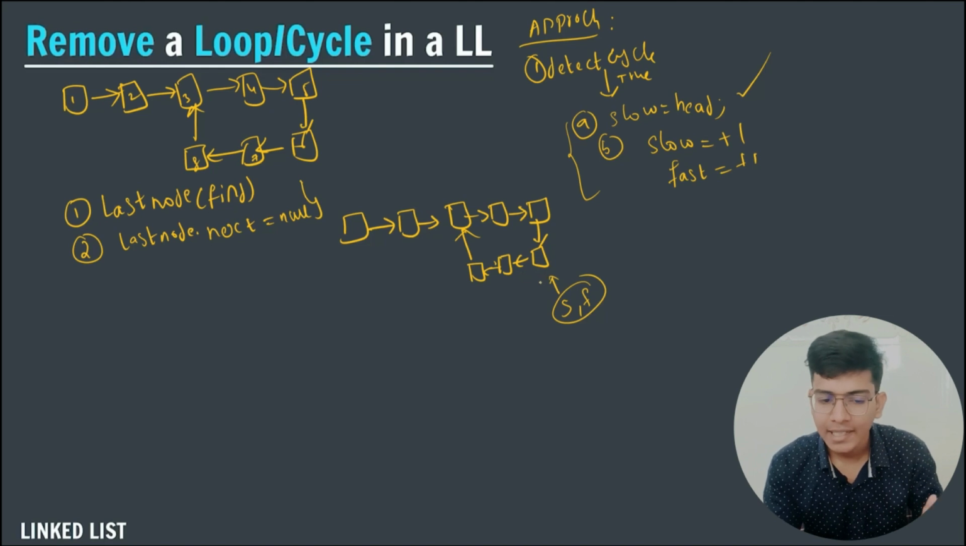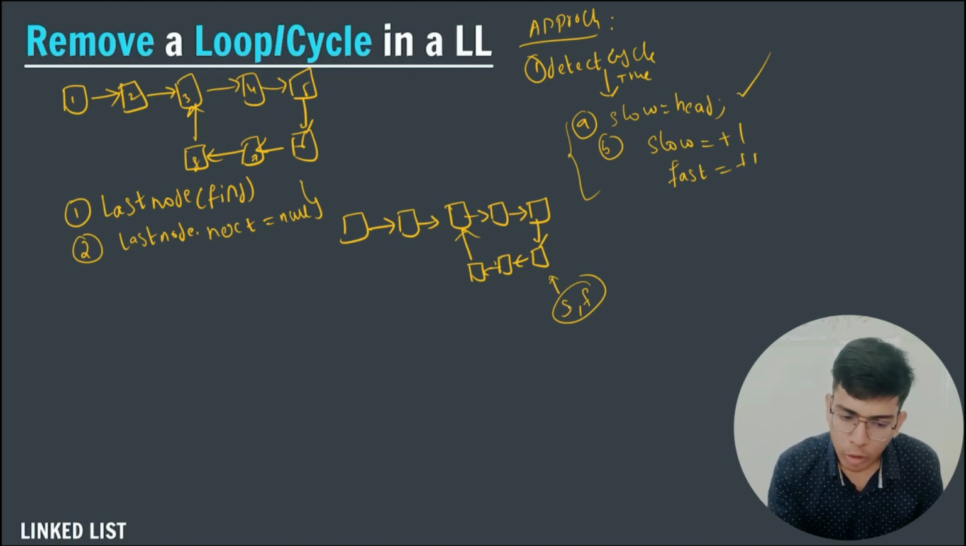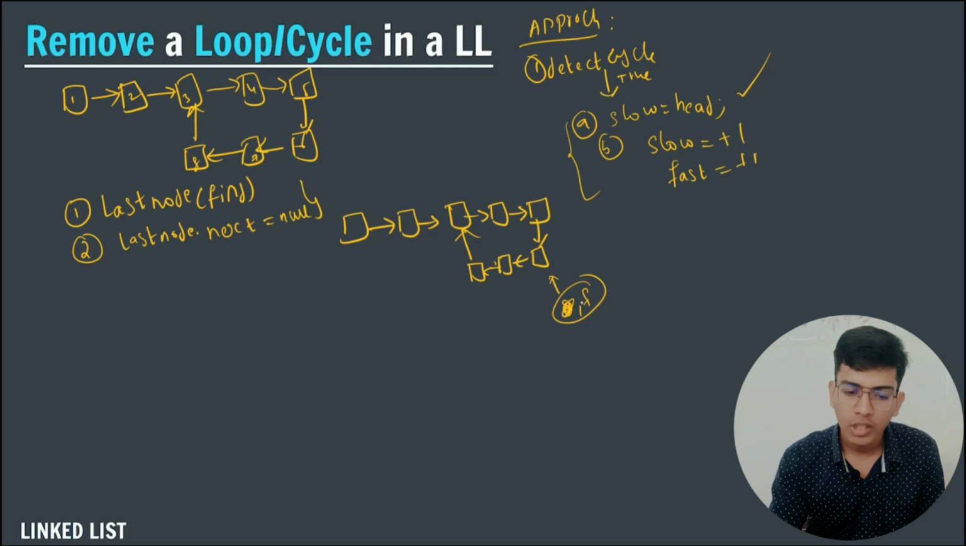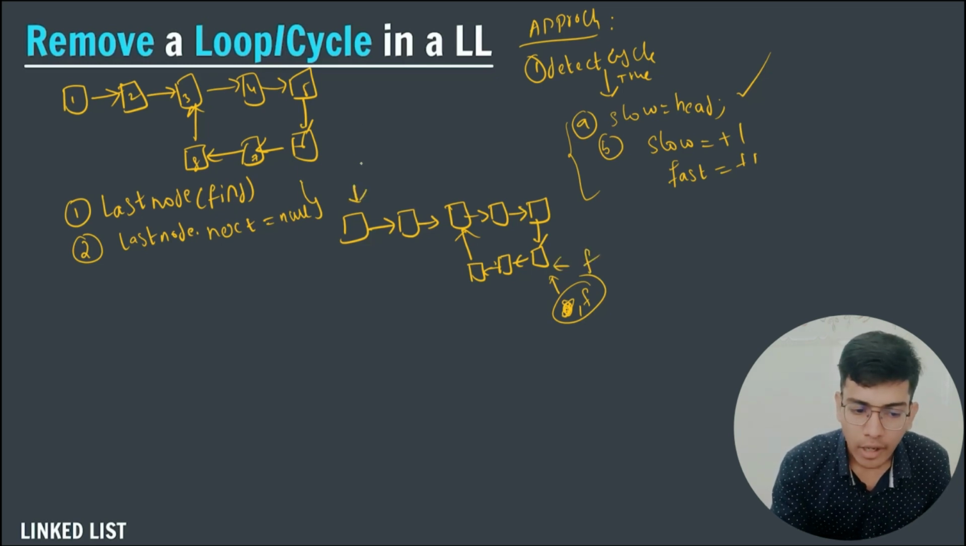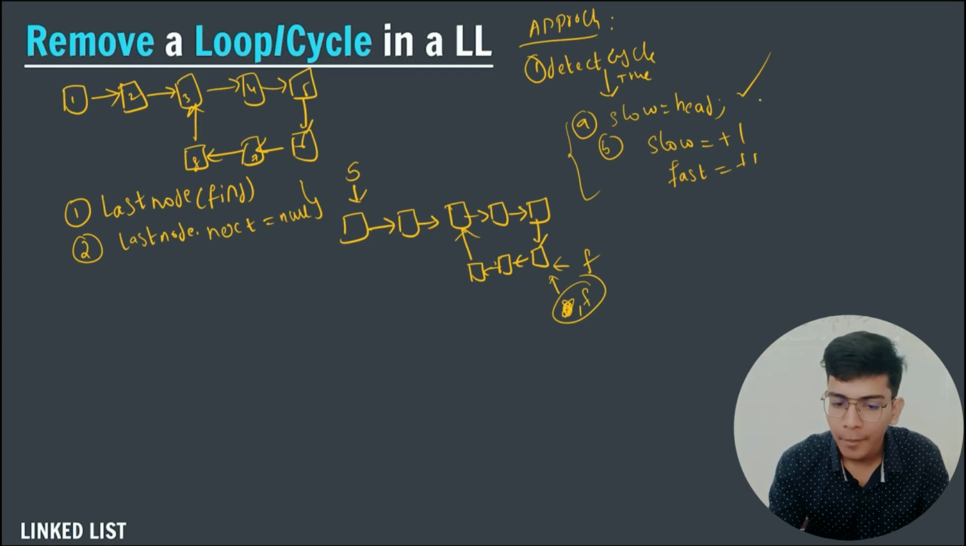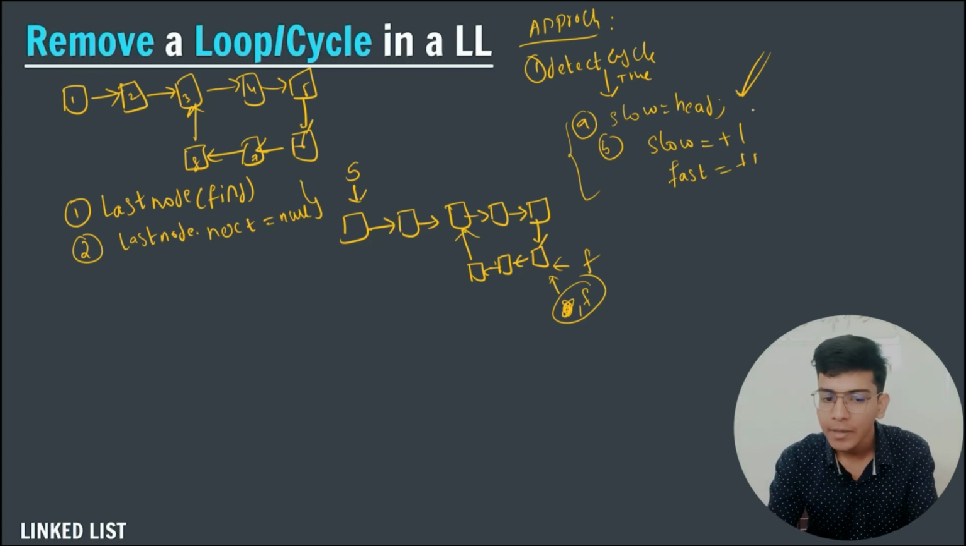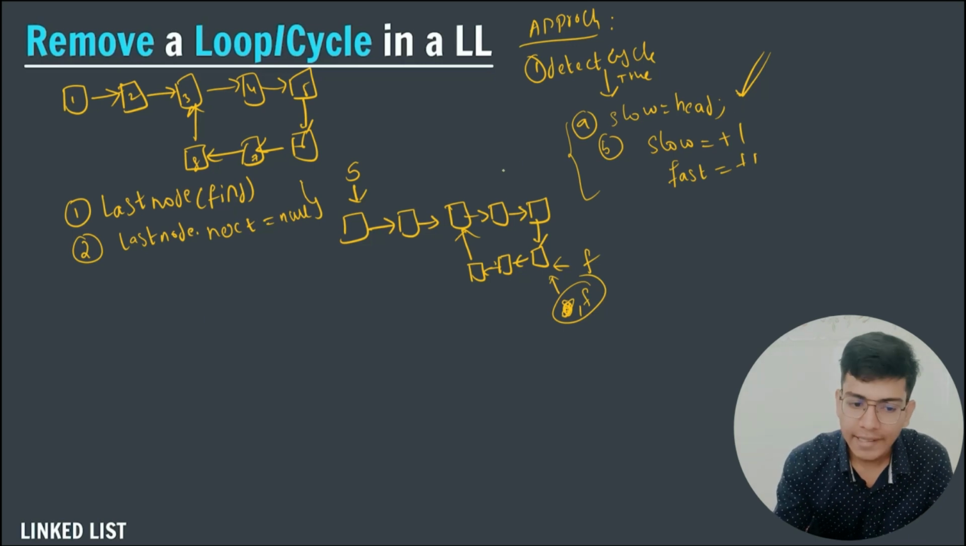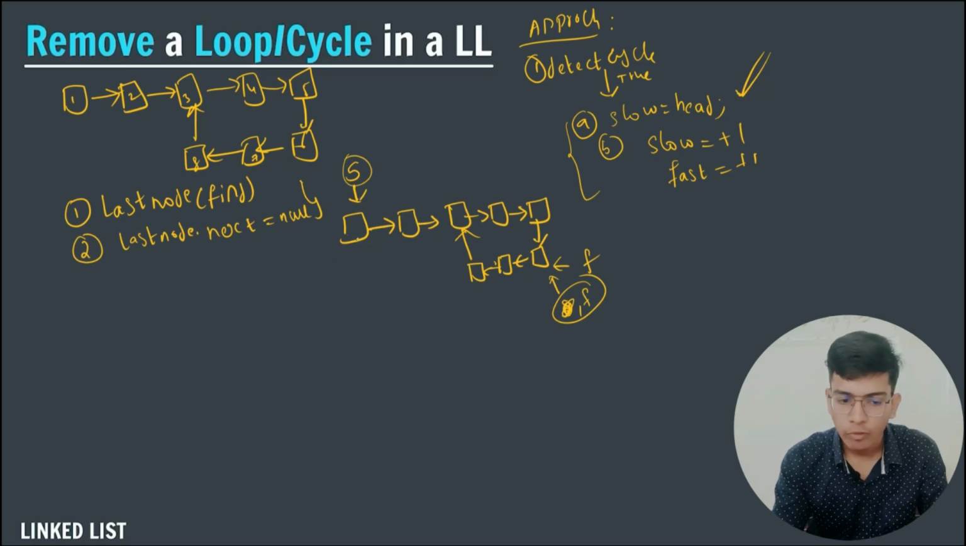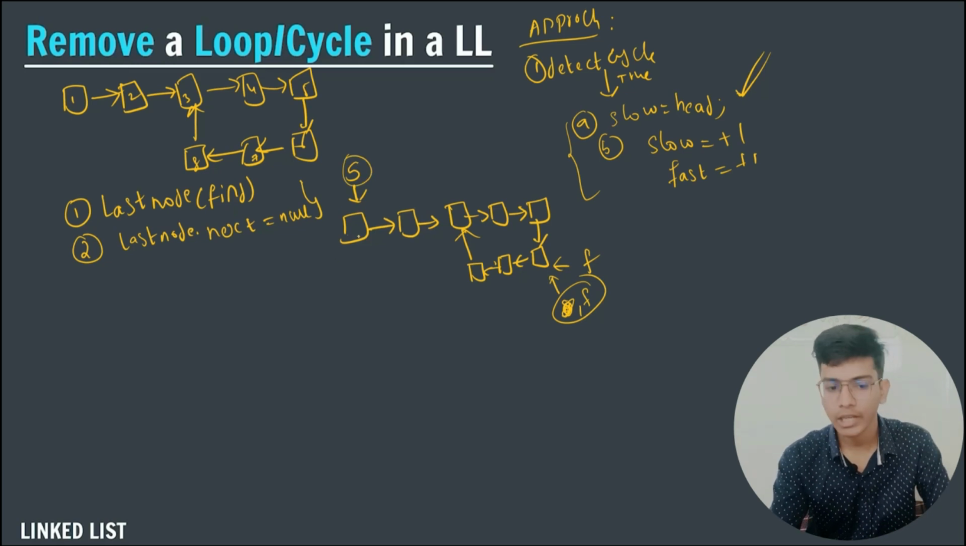So after detecting the cycle, I am going to change the value of slow. The fast will remain here, but slow will become my head. After that, I will run a loop, and I will increment slow by 1 and increment fast by 1. So after detecting a cycle, I will change the value of slow to head. After that, I will increment slow.